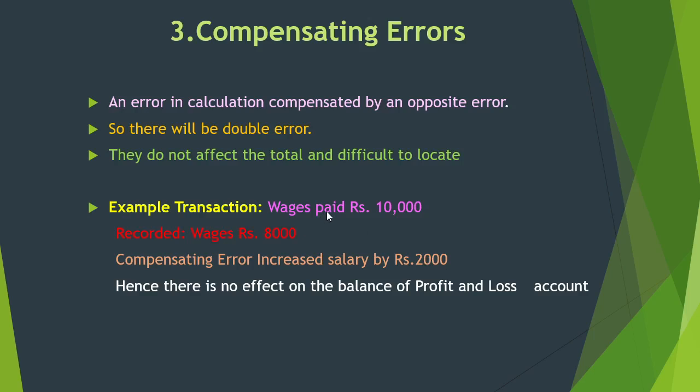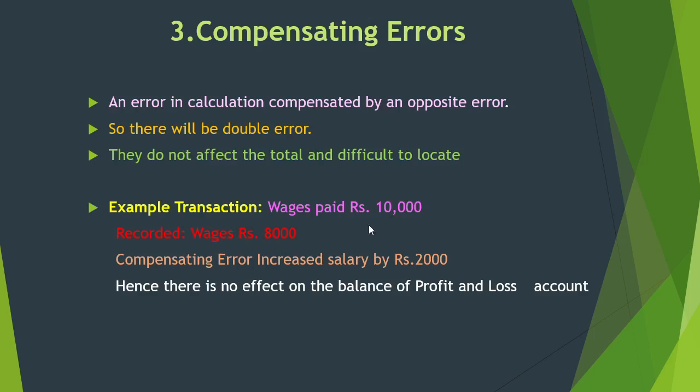So here the original transaction was wages paid 10,000. Instead of 10,000, by mistake they have recorded wages 8,000. So here is under recording of wages by rupees 2,000. So they showed the expenses at a lower amount by 2,000. So in order to adjust this under recording, they will increase the salary by rupees 2,000. So the net effect will be the same, because total expenses will become 10,000.